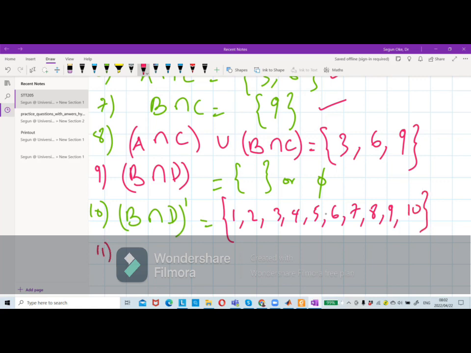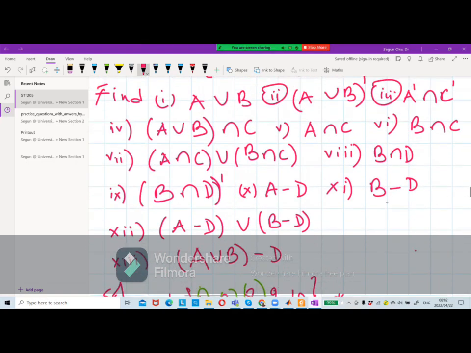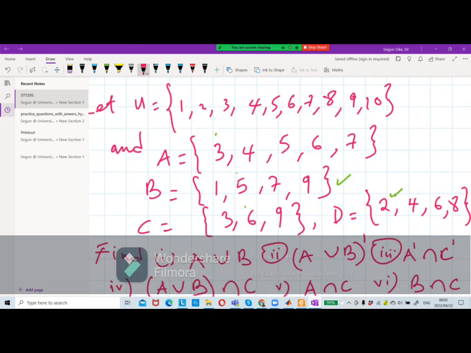Number 11. So now, in this case, we have A minus D. We need to be careful here. A minus D is the same thing as the definition I gave earlier on: element in A but not in D. This is element in A, but they are not in D. So what are the elements in A that are not in D? Let's check.